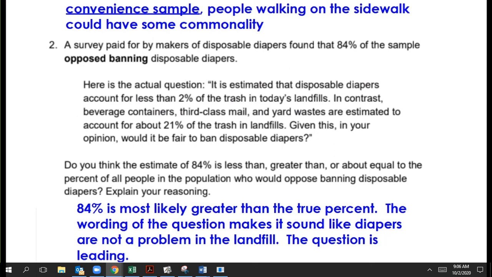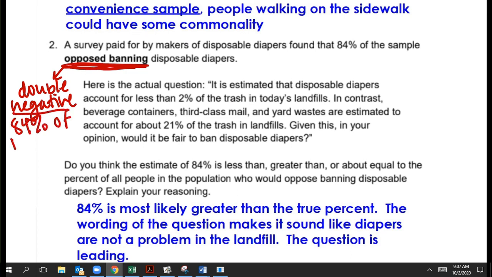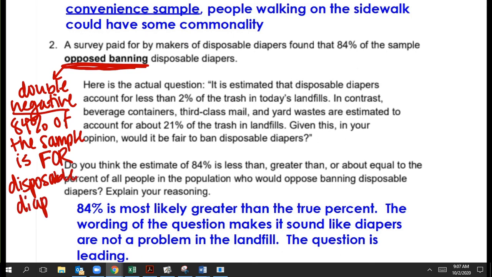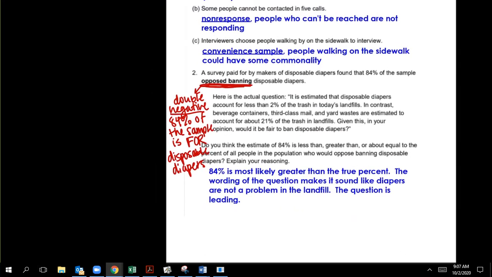I want to make one comment. Opposing a ban is like a double negative. If I oppose the ban of something, then I'm for it. So be careful with this. That means 84% of the sample is for disposable diapers. Stats is going to be full of stuff like that for you to make sure you can decipher properly. Okay, so you guys are done with this lesson.